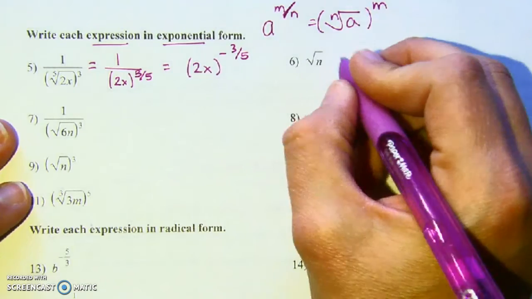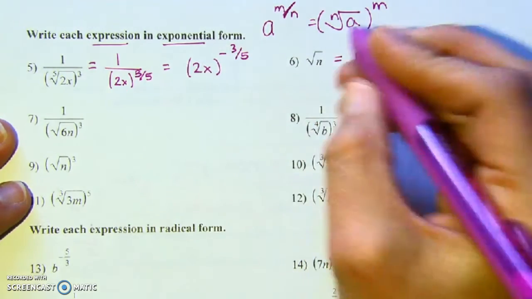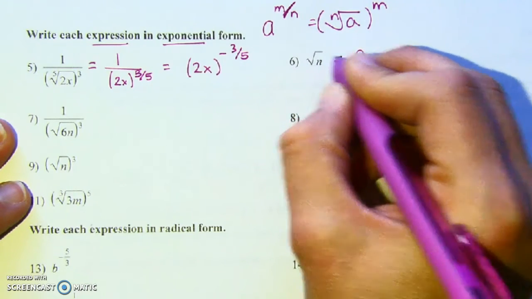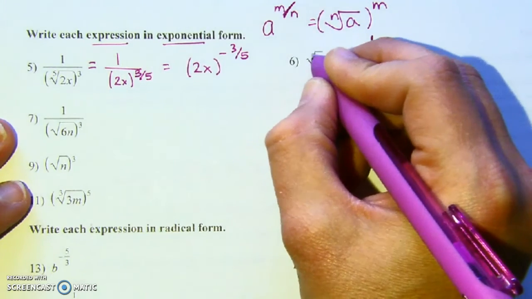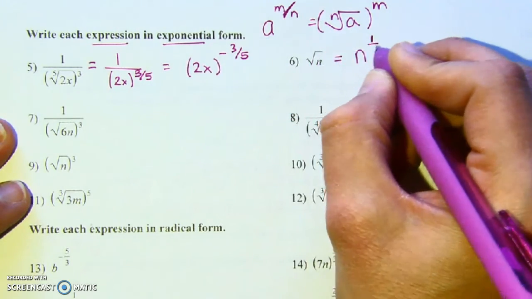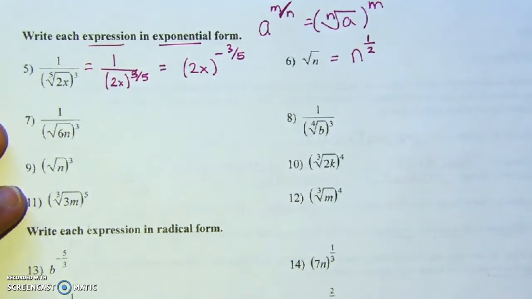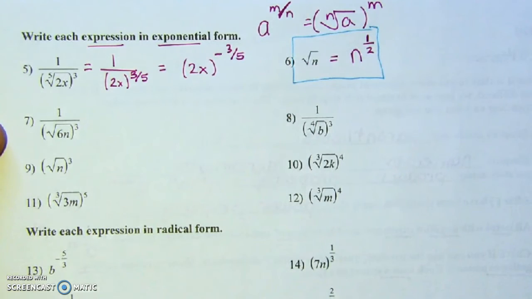Okay, ready? Square root of n. Don't think too hard. What's the power? What is the power on the n? What power is here if you can't see it? Power of 1. And what root is this? This is the square root. So n to the 1/2 is the square root. Guess what? Welcome to high school math. Okay? You need to know that for the rest of your life. The square root is the 1/2 power.